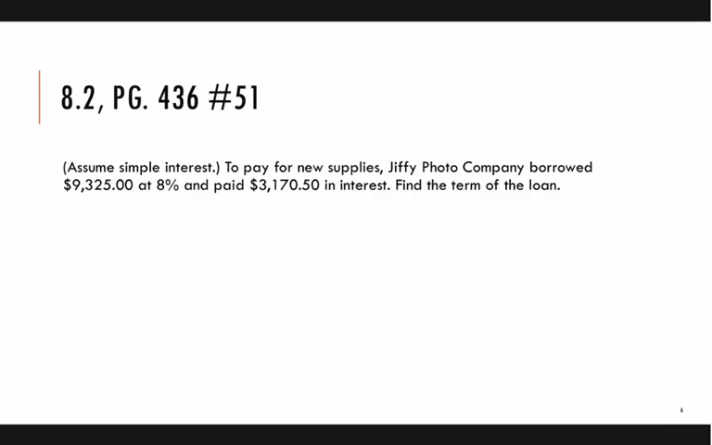To pay for new supplies, Jiffy Photo Company borrowed $9,325 at 8% and paid $3,170.50 in interest. Find the term of the loan. So same thing, we're just solving for something different now. We need interest equals principal times rate times time. The term of the loan, that's the time. Okay, time in years.